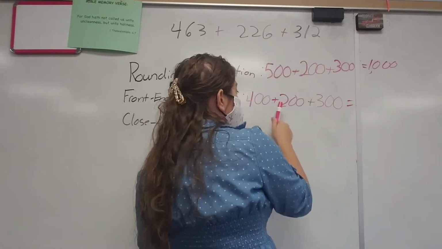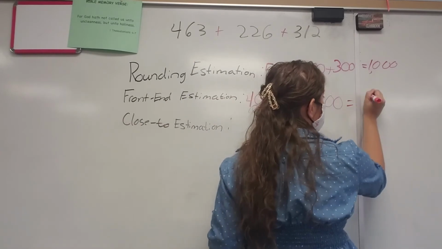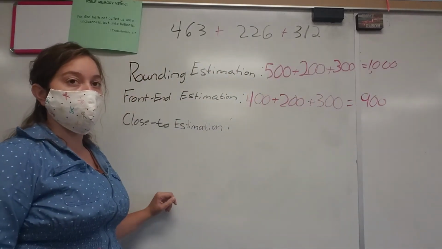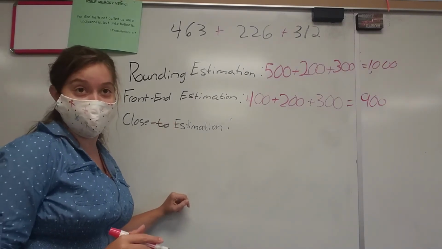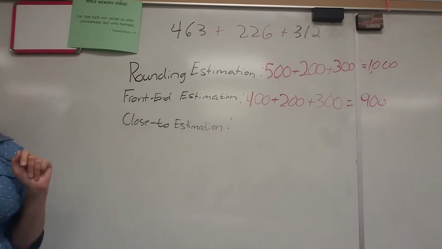We have 4 plus 2 is 6. 6 plus 3 is 9. So we have 900 as our guess there. Okay? Using our front end method. Kristen was looking at me like, why did we use that method? Okay. Now we're going to use our close to method.